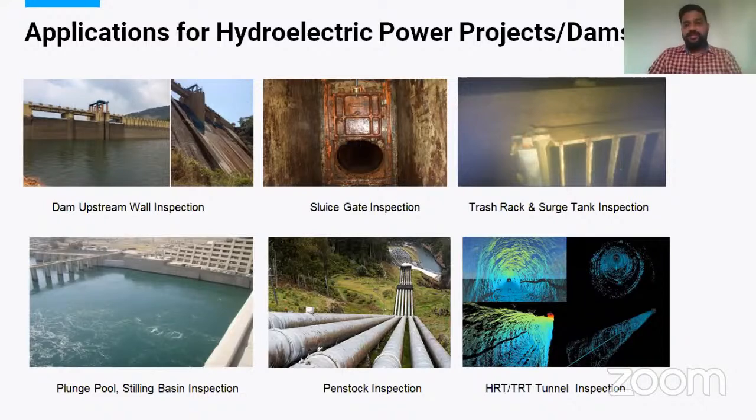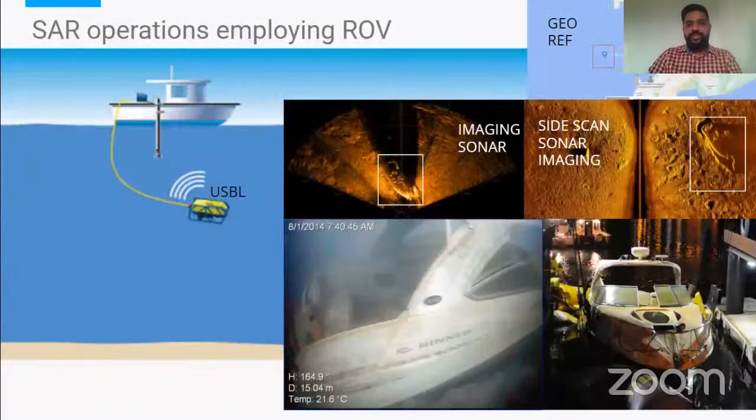The next is the search and rescue application. In the search and rescue application, many a times imaging sonars and side scan sonars has to be used to identify the object faster, because searching with the videographic camera would be difficult in the search and rescue kind of application. So firstly, we get the geo reference data, we sync it up with the USBL system. We then scan the area using the side scan sonar.